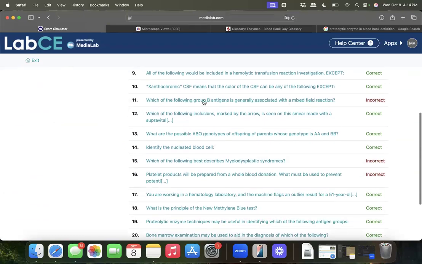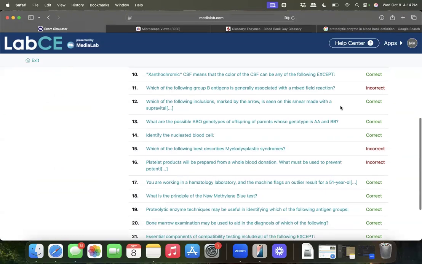Let's see. Which of the following group B antigens is generally associated with a mixed field reaction? Do we remember which one that was? Mixed field reaction. Yes, B3. B3 is the one that gives us a mixed field.